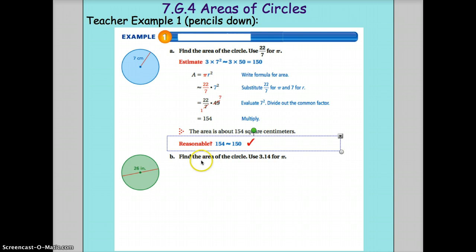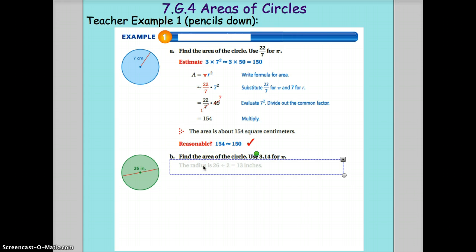Okay, looking at problem B, this time we're given 26 inches is the diameter. You want to be very careful of this. A very common mistake is for students to use 26 in their problem. Remember, our formula only includes the radius, so I cannot use 26. I need to turn that into a radius. So if we take a look here, 26 divided by 2 is going to be 13 inches, because as we know, the radius is half the diameter.